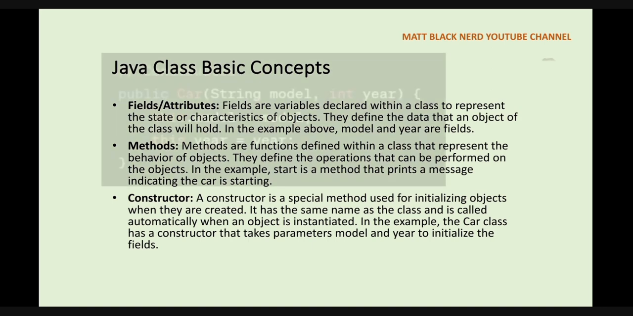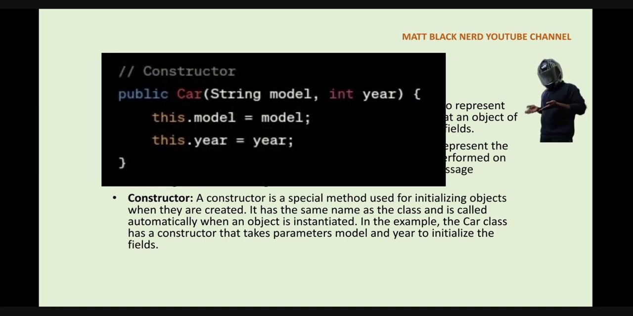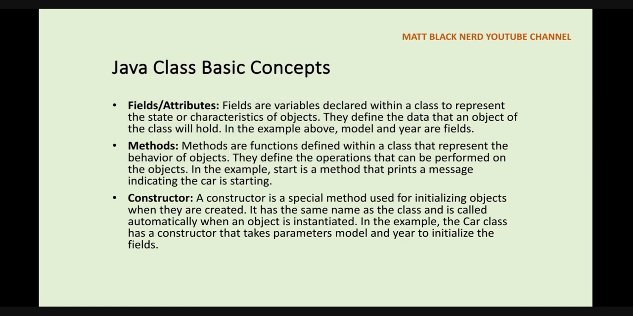Constructor. A constructor is a special method used for initializing objects when they are created. It has the same name as the class and is called automatically when an object is instantiated. In the example, the Car class has a constructor that takes parameters model and year to initialize the fields.